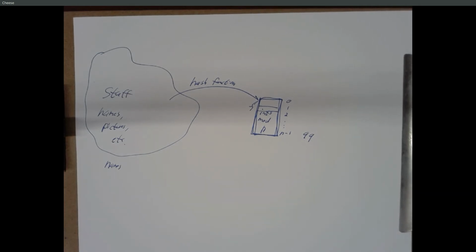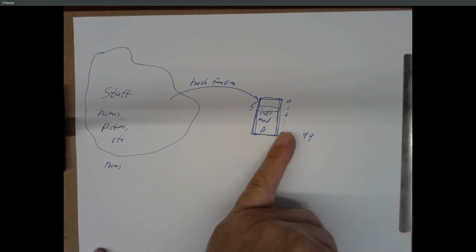But this is the problem with hash functions. This is where they're great in theory, but in practice they're less than perfect because you get what are called collisions. Multiple things are mapping to the same place. But we have ways to deal with that.